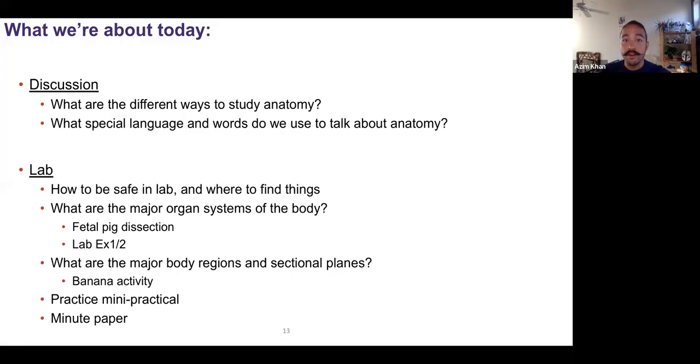Hey everyone, we are in the chapter 1 notes, slide 13. We are going to talk about the different ways to study anatomy. So what are the different ways to study anatomy? Well, there's several ways. Let's start with an example.